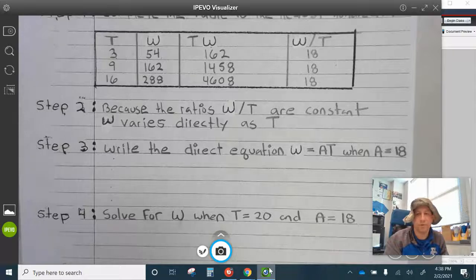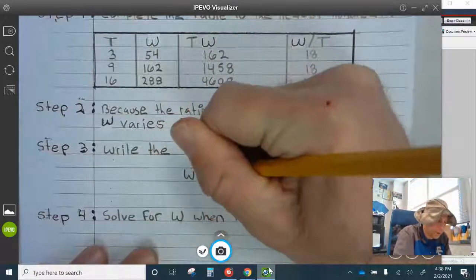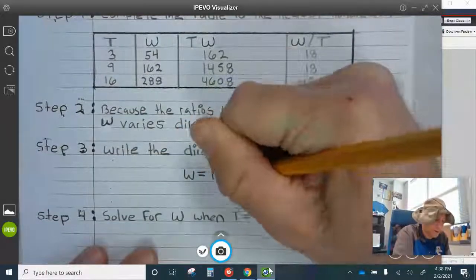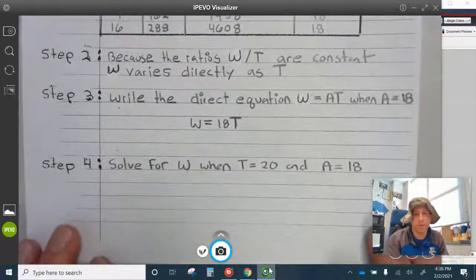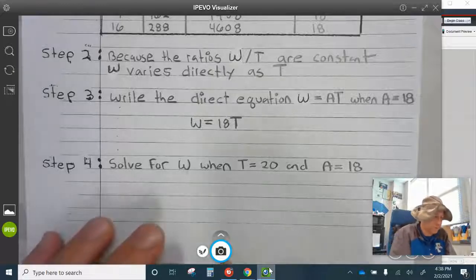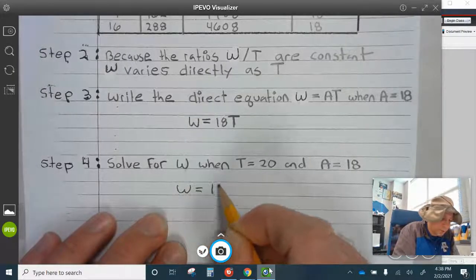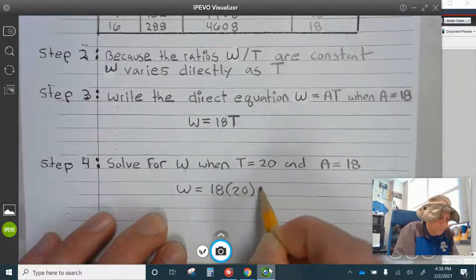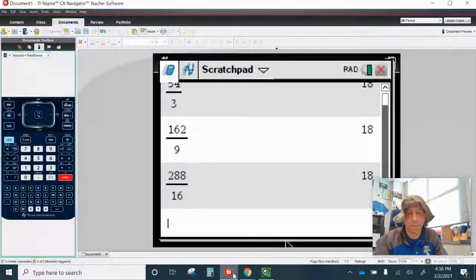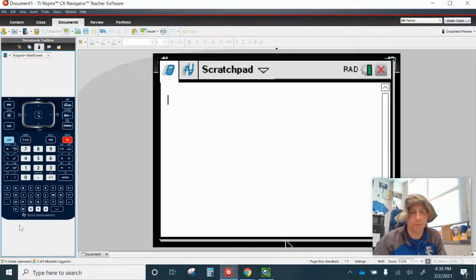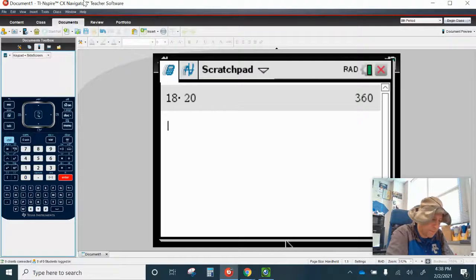Write the direct equation W equals AT when A equals 18. So W equals 18 times T. Now step 4 is solve for W when T equals 20. So W equals 18 times 20. So then that's 18 times 20 is 360. So W equals 360.